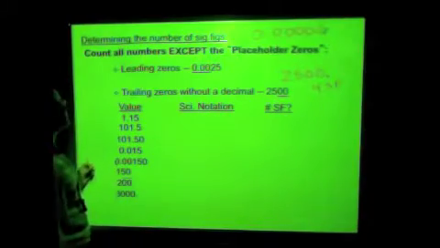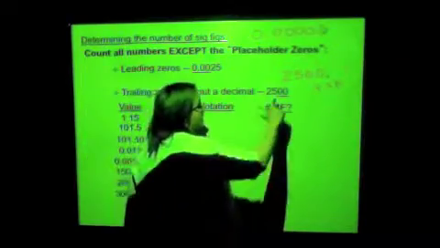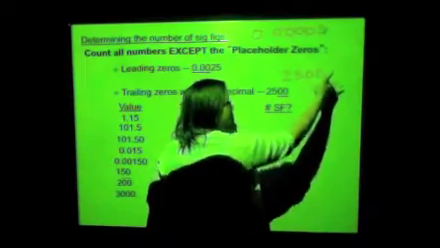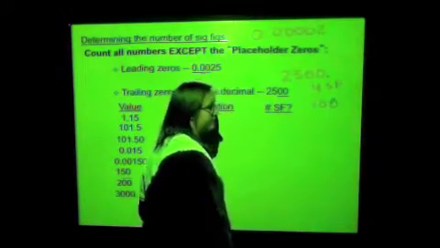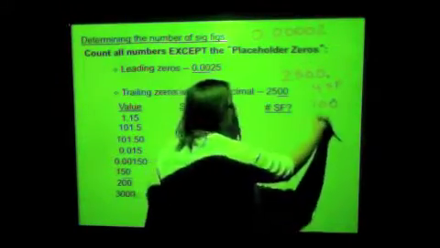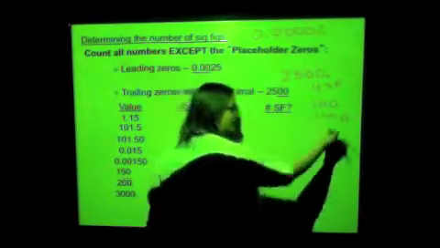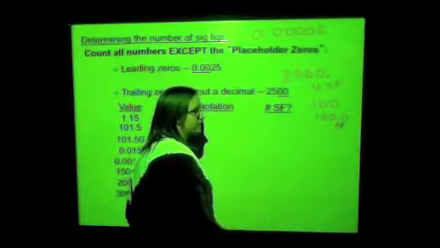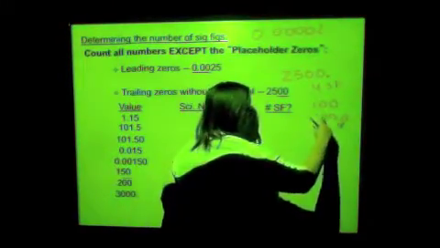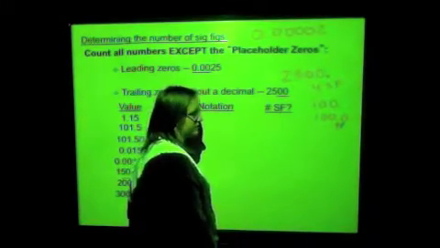Now, if you have a number greater than 1, the only time you're going to count the zeros in the back is if there's a decimal. So 100, no decimal, 1 sig fig. Let's say 100.0. There is a decimal. This is the key thing here: if there's a decimal, you count the zeros in the back. So we have 1, 2, 3, 4 significant figures.